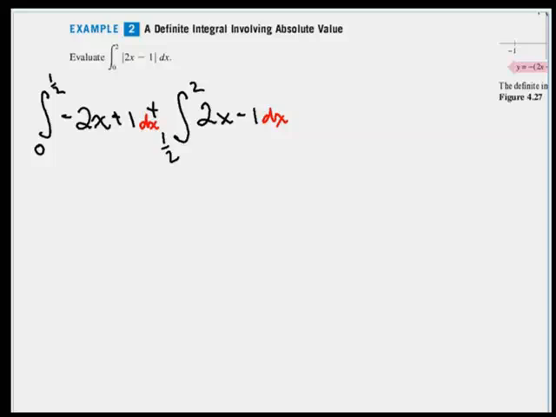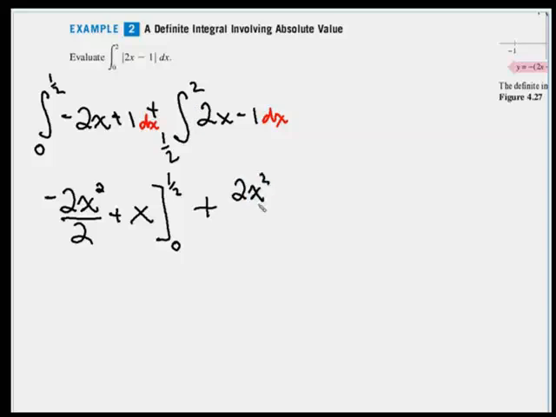So let's take some antiderivatives. The first function here, when we take this, it's going to be negative 2x. We raise the power by 1 to 2, divide by the new power 2, and then we're going to have plus x. And that integral is run from 0 to 1/2. And then we're going to do plus our other integral. We take the antiderivative here. It's going to be 2x squared divided by 2 minus x. And that integral we will evaluate from 1/2 to 2.